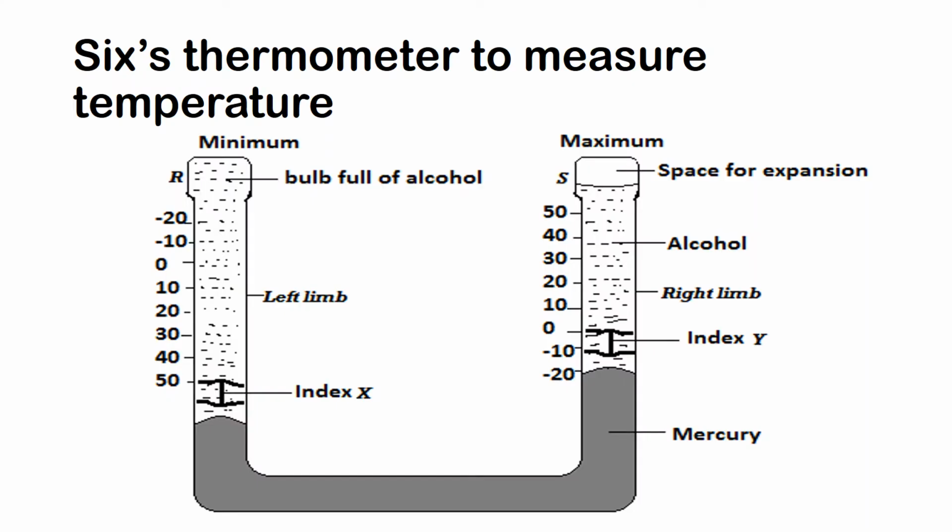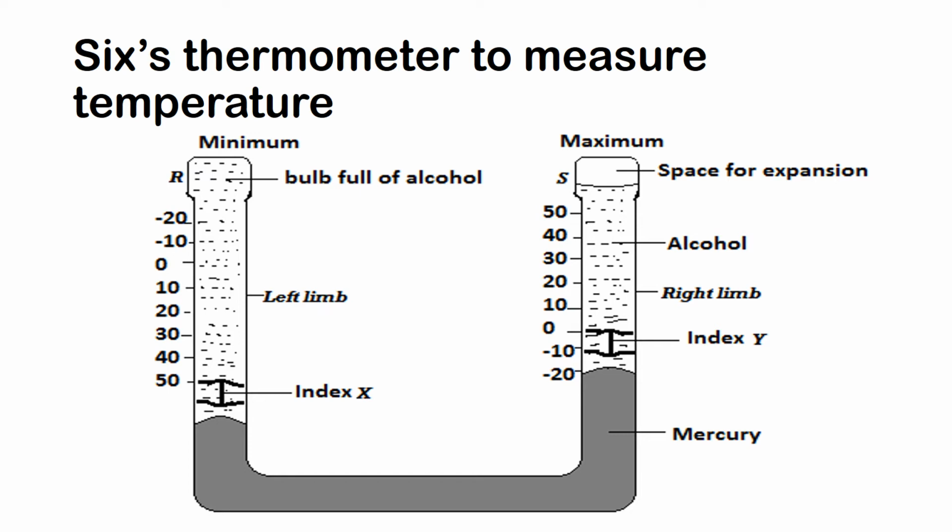So this is the Six's thermometer to measure temperature. There is a minimum and a maximum. The minimum is the left limb. The maximum is the right limb. There are two indexes, and there's mercury and alcohol.